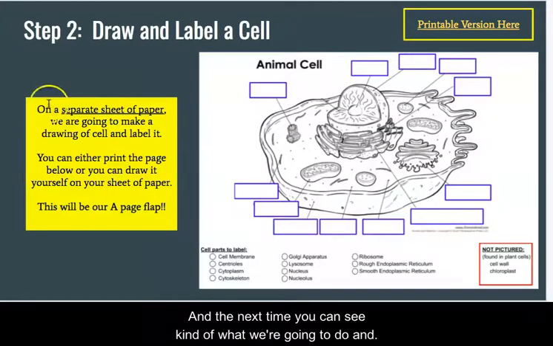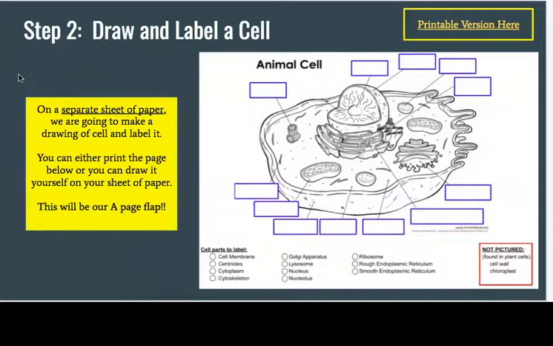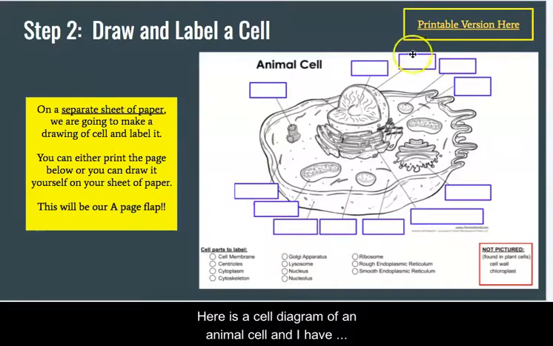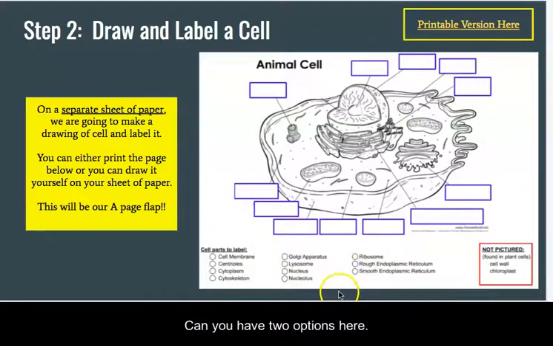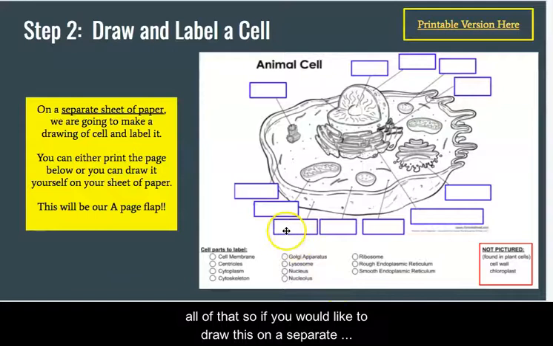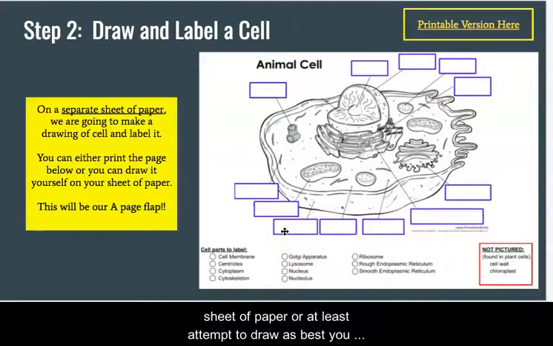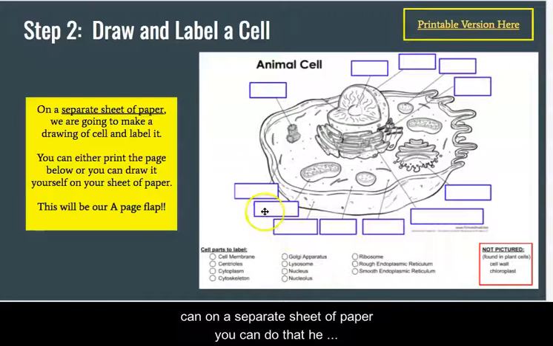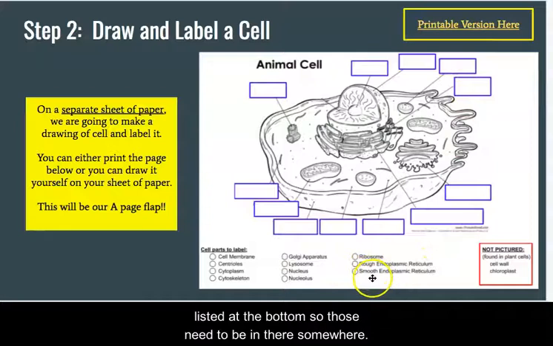On the next slide, you can see kind of what we're going to do. And here is a cell diagram of an animal cell, and I have included the different parts that I want you guys to label. And you have two options here. I realize not everybody has a printer or access to a printer or computer ink and paper and all of that. So if you would like to draw this on a separate sheet of paper, or at least attempt to draw it as best you can on a separate sheet of paper, you can do that. It doesn't have to look exactly like the one that I have here on the page, but the things that you need to label are listed at the bottom, so those need to be in there somewhere.